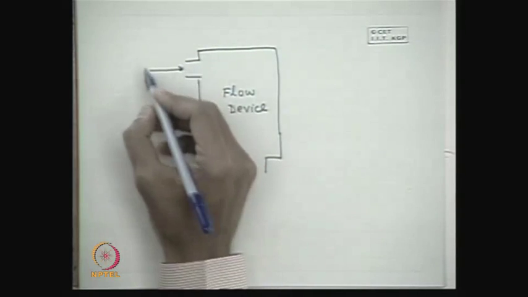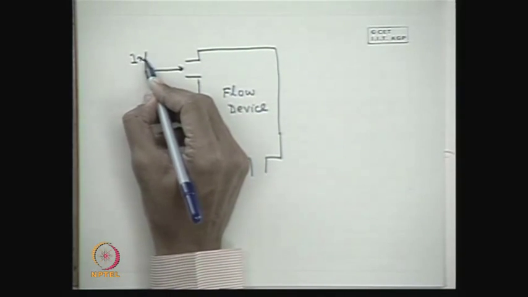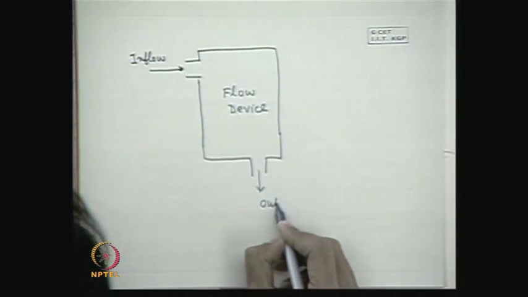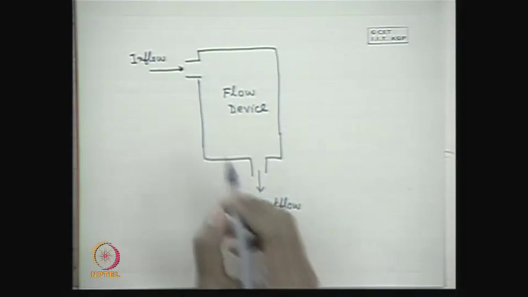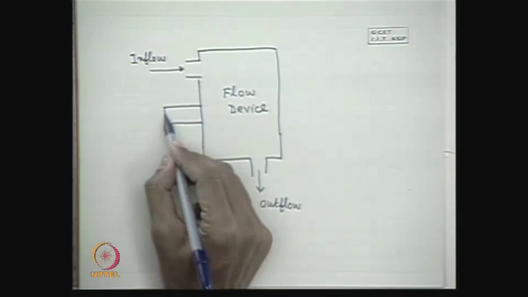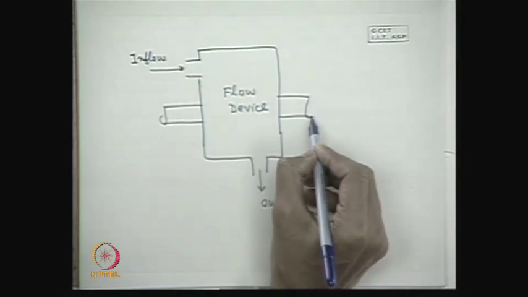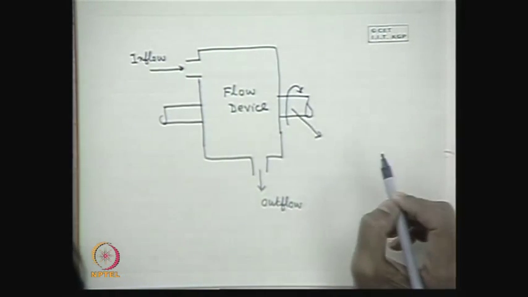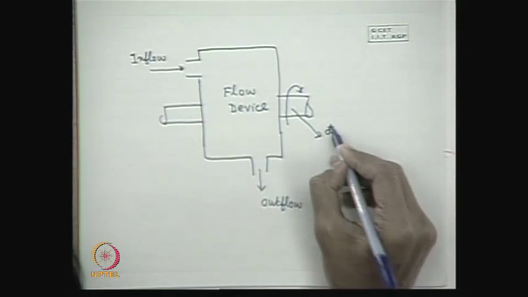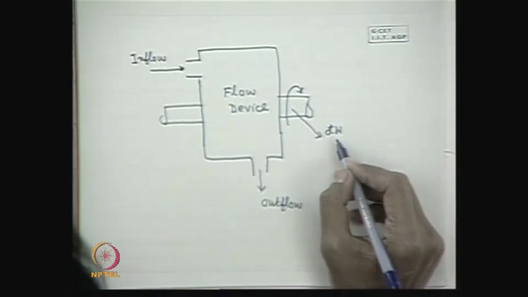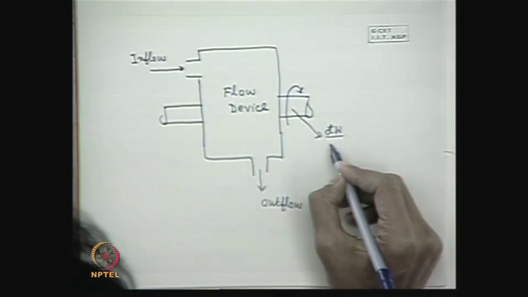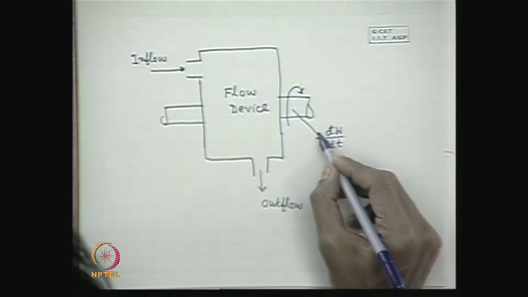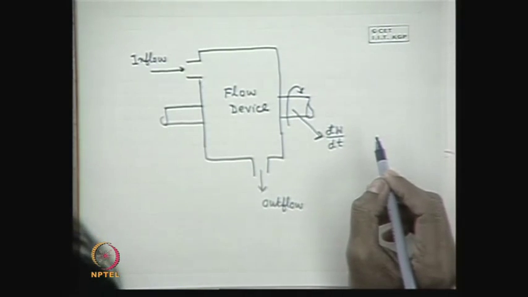This flow device has an inflow, where there is continuously an inflow of fluid and continuously an outflow of fluid. And this flow device is connected with a shaft so that a shaft work is coming out in the form of the rotation of the shaft. Let us consider an infinitesimal amount of work, dW, as I explained earlier, coming over a time dt, so that we can represent dW/dt as the rate at which the work is coming out from this flow device in the form of shaft work.